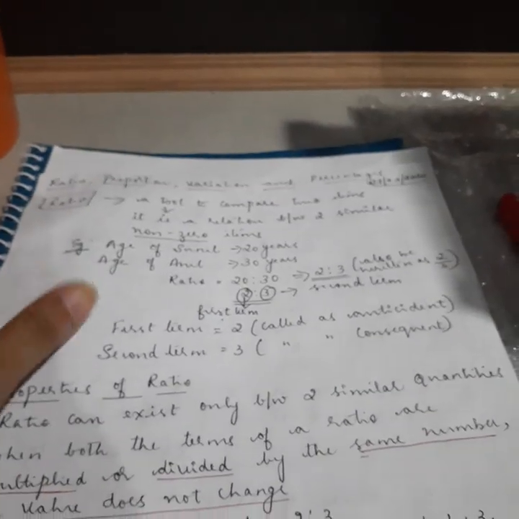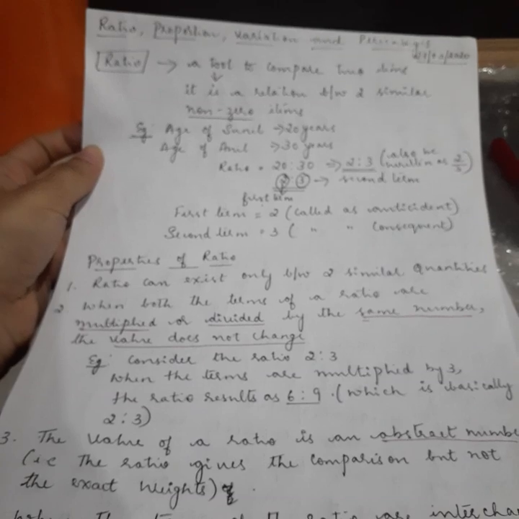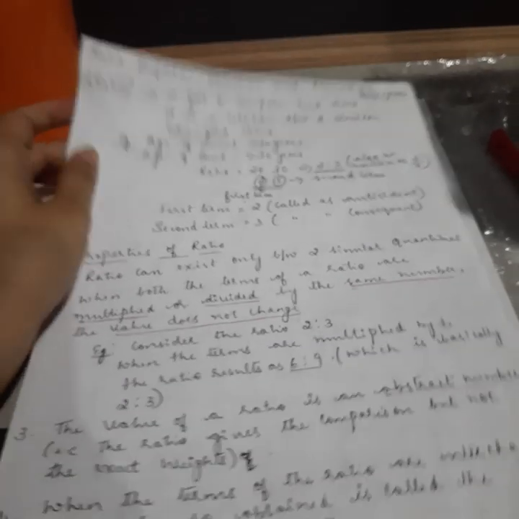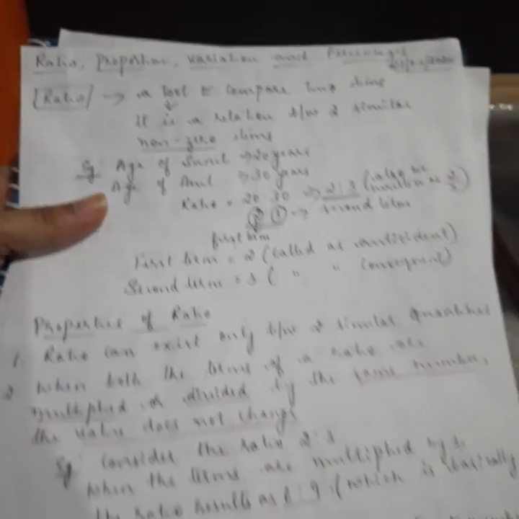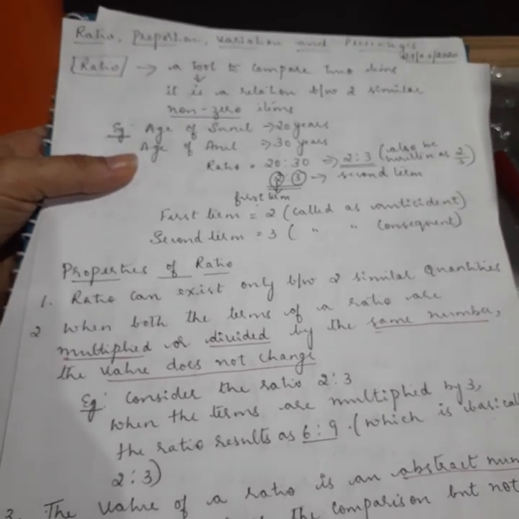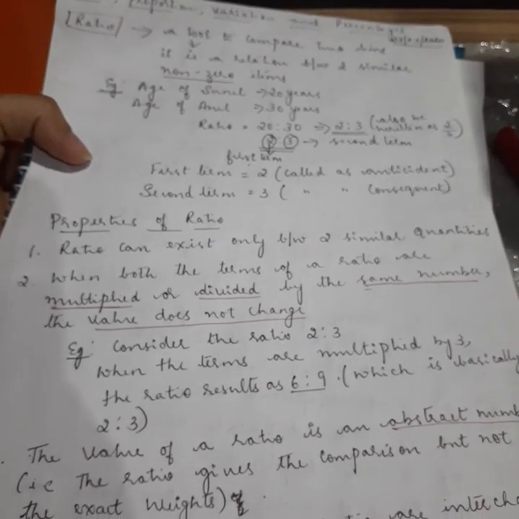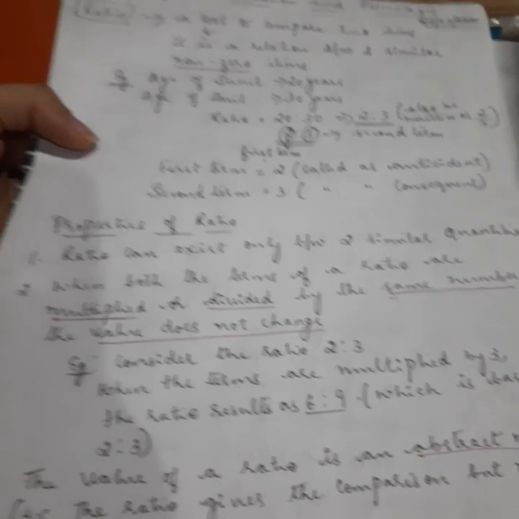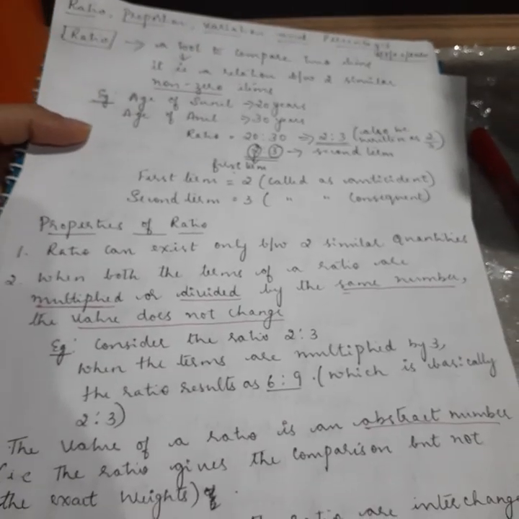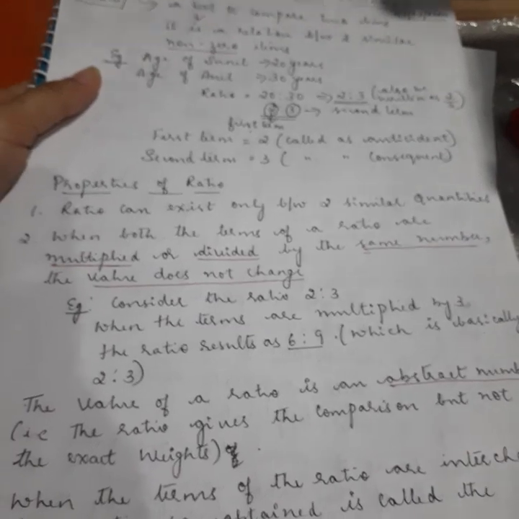of this semester. So the meaning of ratio, now let us revise. Ratio is nothing but a relation between two similar non-zero items. We can compare only the items which are similar in nature. So the first term is always called antecedent, second term is called consequent. So what are the properties of ratio?